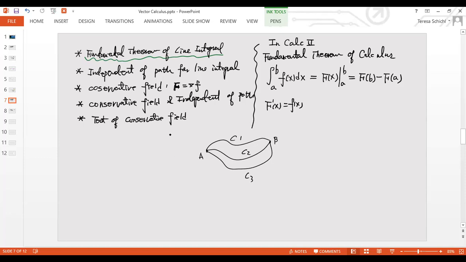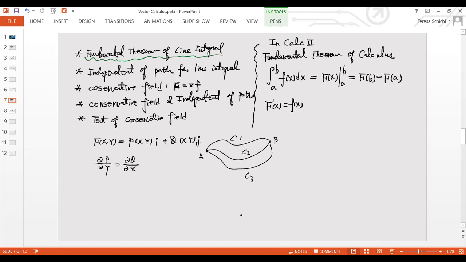Then the last part of the last video: how do we test for a conservative field? Of course, if you can find a function whose gradient vector is equal to this field, then it is a conservative field. Or the other test, which is quite useful: say F has P(x,y) as the i component and Q(x,y) as the j component. If the partial of P with respect to y is equal to the partial of Q with respect to x, then we say this field is conservative.